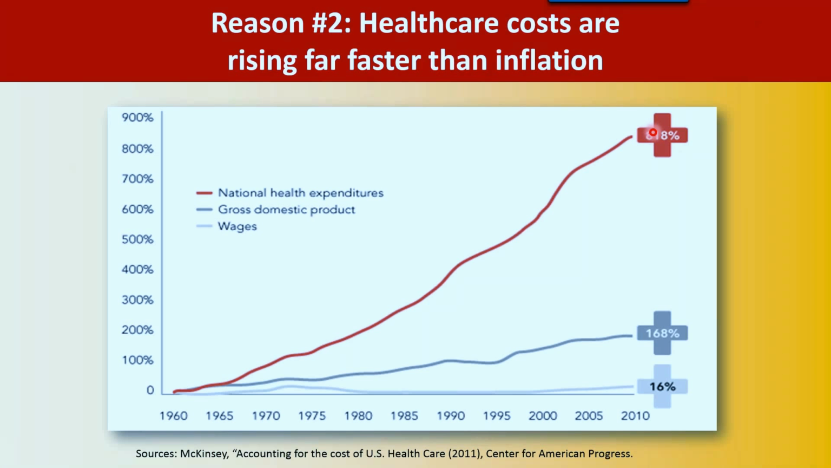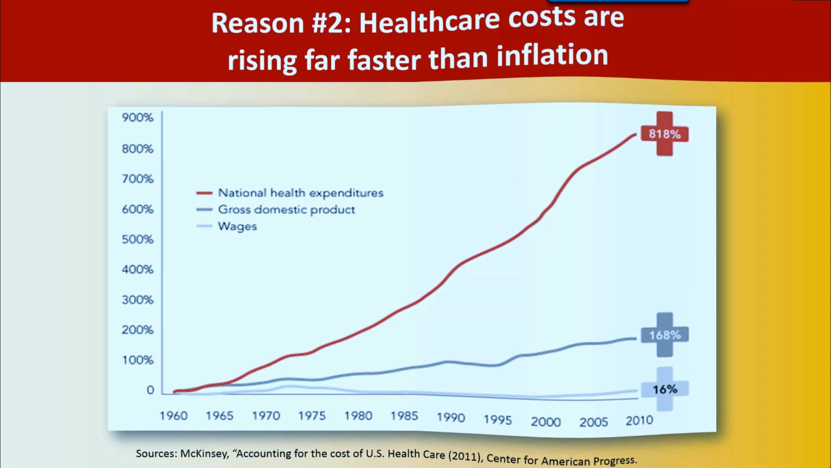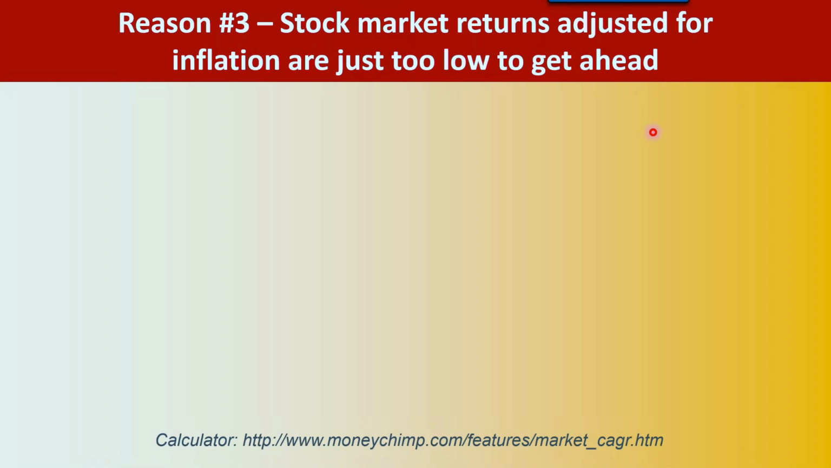Also keep in mind that most of this hits you in the final two decades of life. In fact, I've seen numbers that show that 70 to 80% of your lifetime healthcare expenses are going to come in the final decade or decade and a half. So keep that in mind when you're looking at retirement income and the number of dollars that you're going to need. Here's a third one.